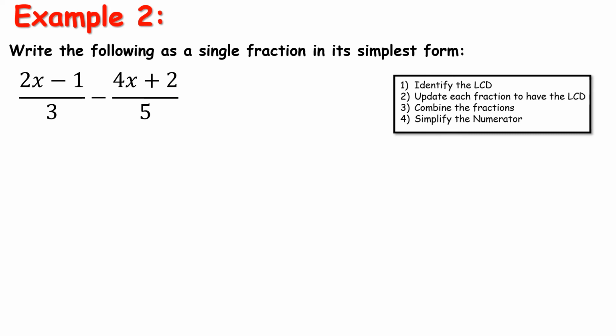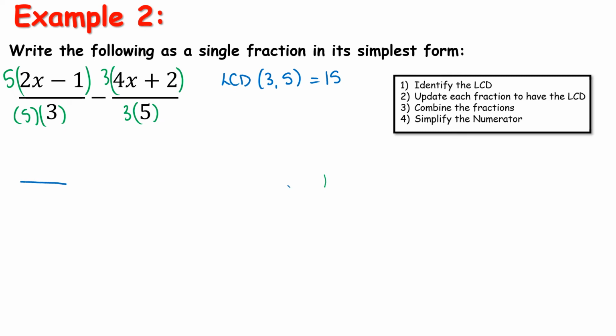Now we have a subtraction, and this is where these steps become really important, and I'll explain why. So first thing we're going to do, let's find the lowest common denominator of 3 and 5, and that is 15. So here I'm going to multiply the denominator by 5 and the numerator by 5. Here the denominator by 3 and the numerator by 3.